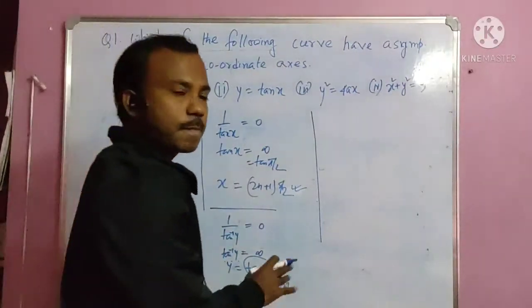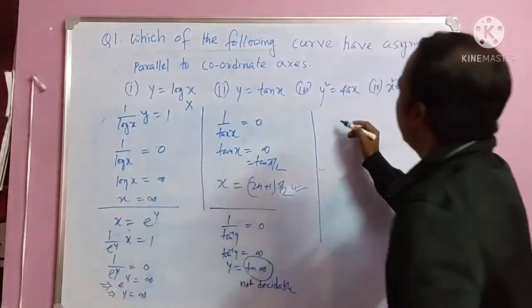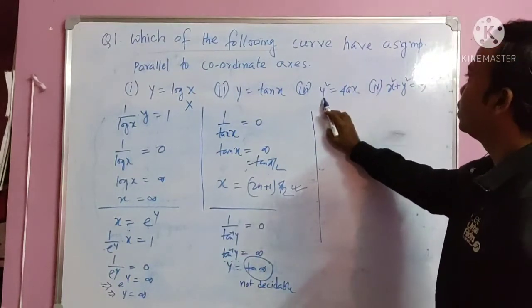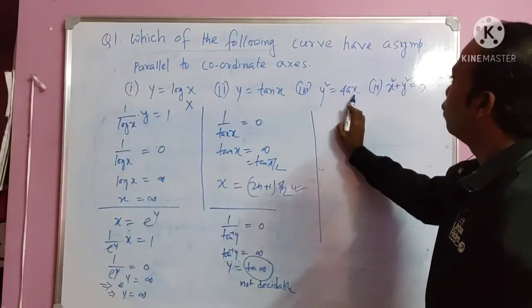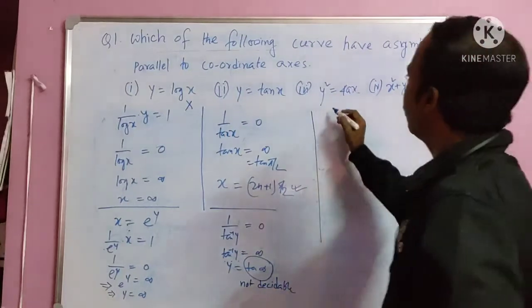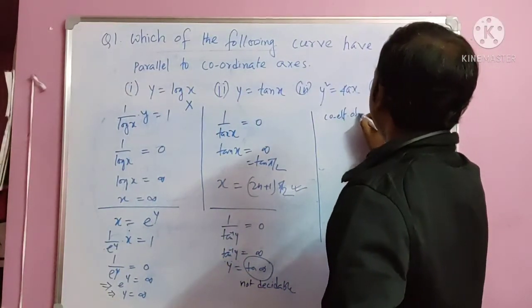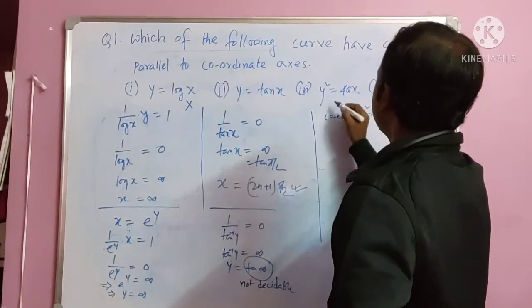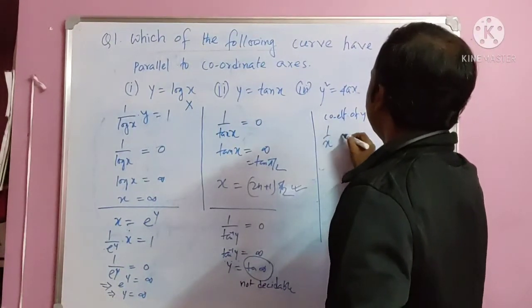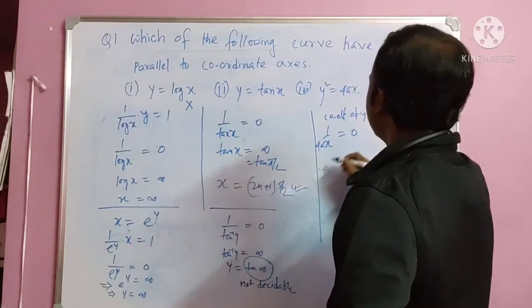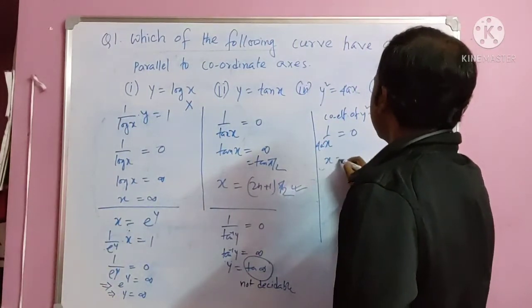Okay, so these portions cancel out. Now see these portions, the coefficient of y, we will check. The coefficient of y will be 1 by 4ax. Coefficient of y square equals 0. This gives 1 by x equals 4ax equals 0. This gives x equals infinity.